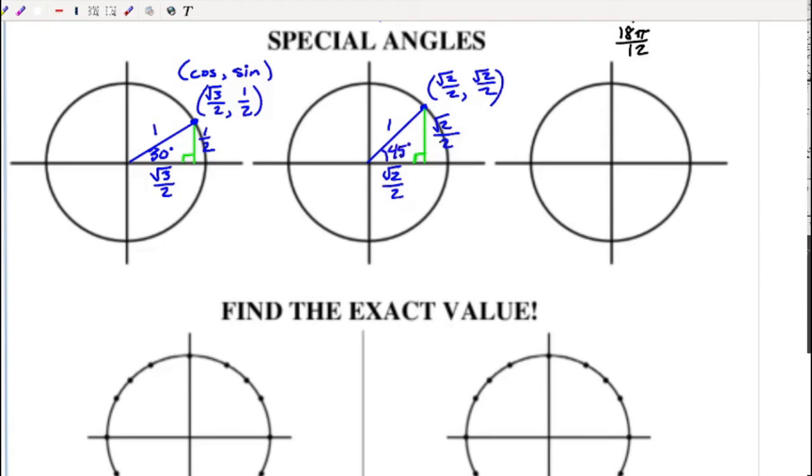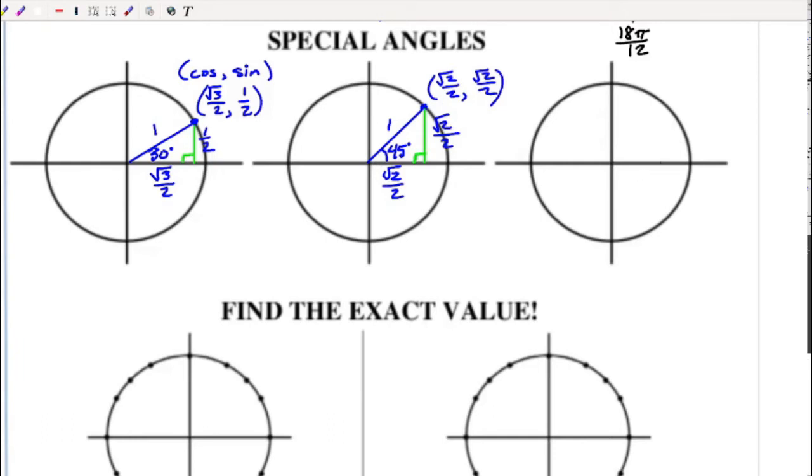This is 45 degrees. If I wanted to say what is the cosine of 45 degrees, I'd look: cosine is adjacent over hypotenuse, which is root 2 over 2, or I would look at the point on the unit circle, which is root 2 over 2. Okay, so that is my second special angle.